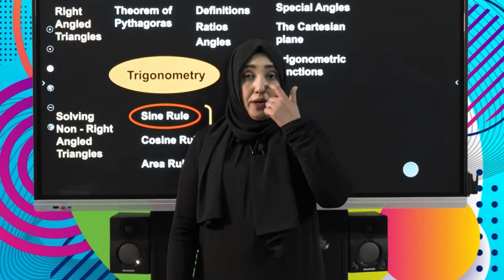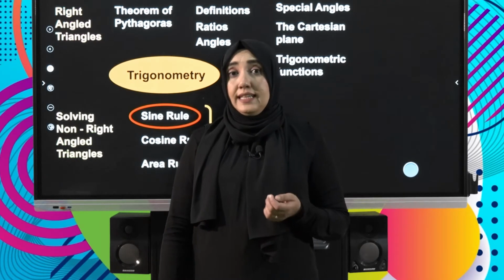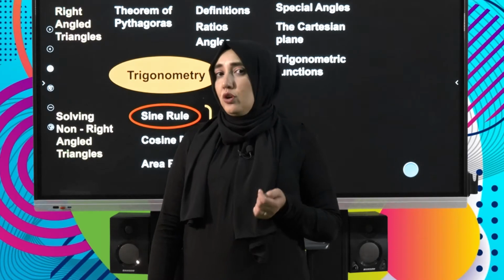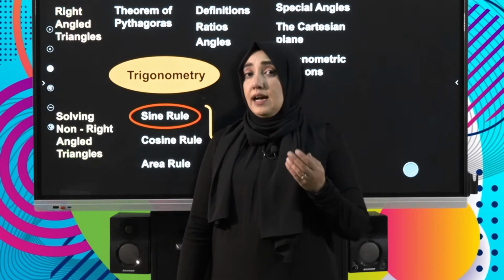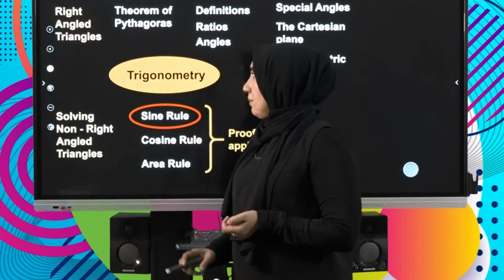Hi, welcome back. So earlier, we used sine rule to find the length of a side of a triangle. Now, we're going to use sine rule to find unknown angles in non-right angle triangles. Let's look at an example.